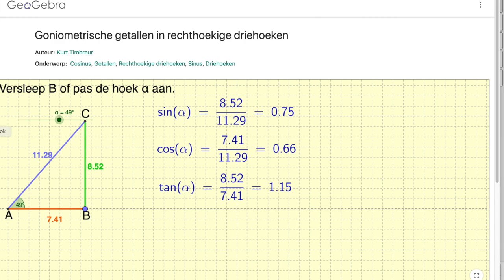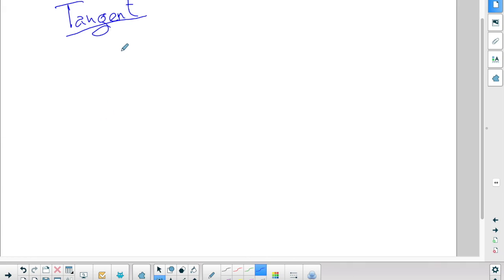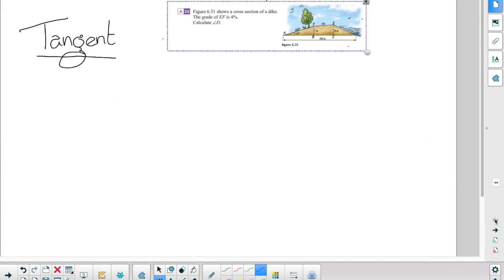Okay, now go back to the tangent. And I would like to show you exercise 33, because this one is a nice one. Over here I have a situation, and the situation shows that there is a dike, and in this dike you have a lot of things to do. So when you have a situation like this, the best thing to do is always to make a little sketch.